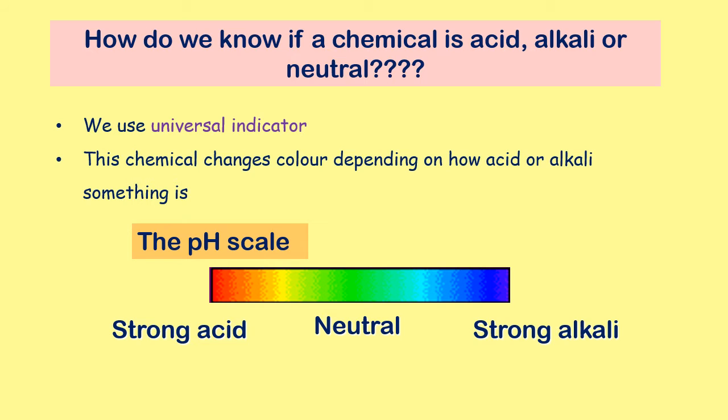So on this picture at the bottom, you can see that in a strong acid, it is red. And then as the acid gets weaker and weaker, it could be orange or yellow. Neutral chemicals will turn universal indicator green. And then alkalis can turn blue. And what's not shown on that diagram well is that quite a lot of them, if they're very strong, will turn a dark purple color.